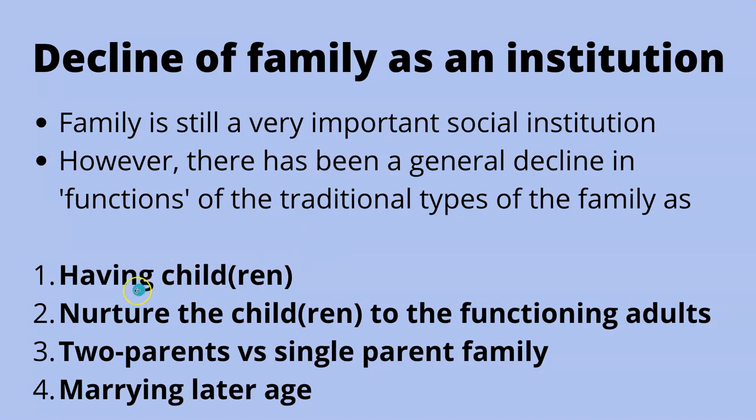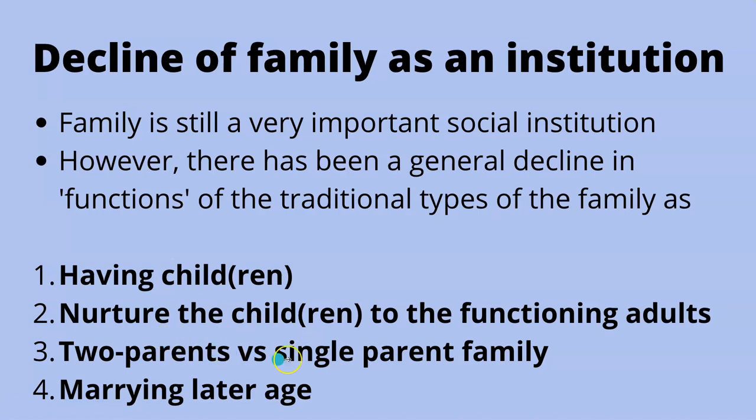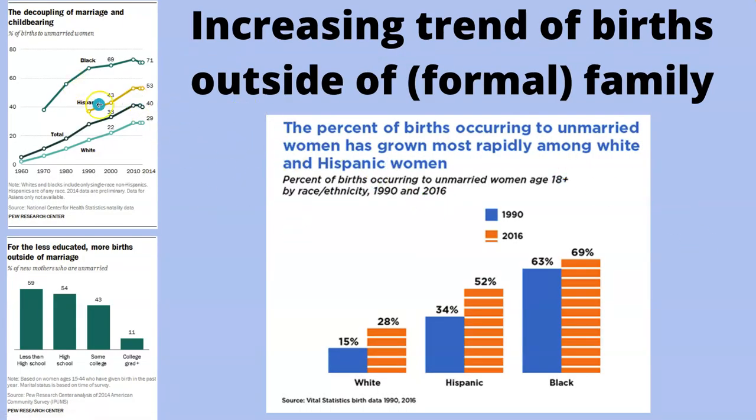Having children is not only happening inside formal marriage, and as it is not happening inside formal marriage, nurturing children is also happening outside of the family. So these days, the proportion of single parent families, remarried families, or cohabiting families is increasing more and more. Because of marrying later and later, because of aging issues and other social changes, the functions of the family and the formal meaning of the family as an institution are decreasing. Again, these are some recent statistics on the decoupling of marriage and childbearing. There are some differences based on race, but as time goes by, the proportion of births outside of wedlock is increasing more and more.